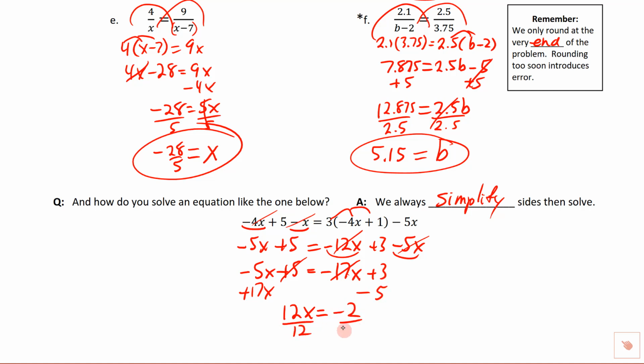And we just have to finish this off by dividing. So we end up with x equals negative divided by positive is negative, and then we can reduce this. This would be 1/6. So negative 1/6 would be the answer there. So again, don't forget, just like we were doing up above, really what we were doing is we were simplifying the sides and then we solve. All right, good luck on the assignment.